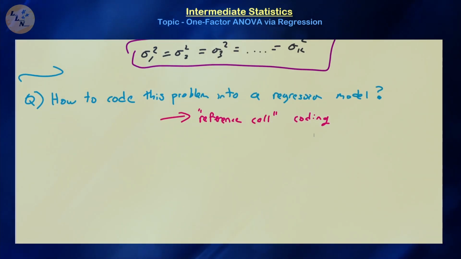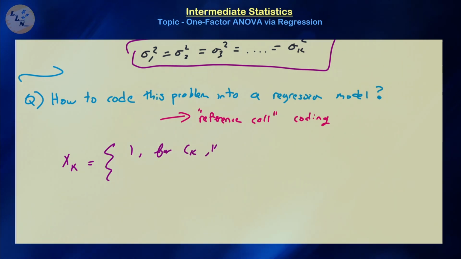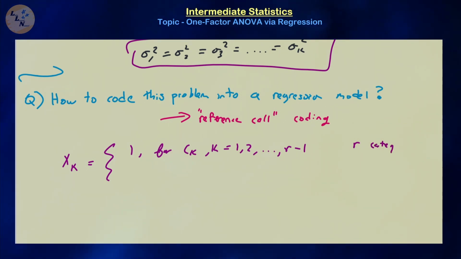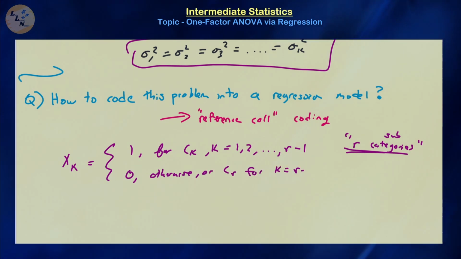So we're going to be using dummy variables. So we're going to have dummy variables, say x_k, and this is going to be equal to 1 for classes c_k, where k ranges from 1 all the way down to, say, r minus 1. Let's assume we have r categories for our categorical variable. I guess you could say it's a subcategory. And 0 otherwise, or c_r for k equal to r minus 1.